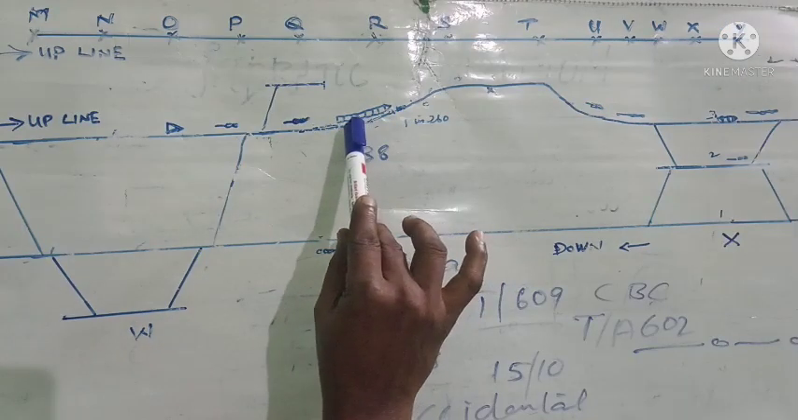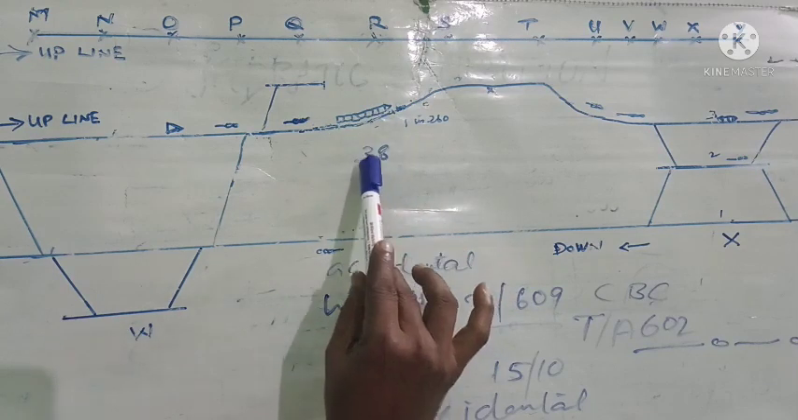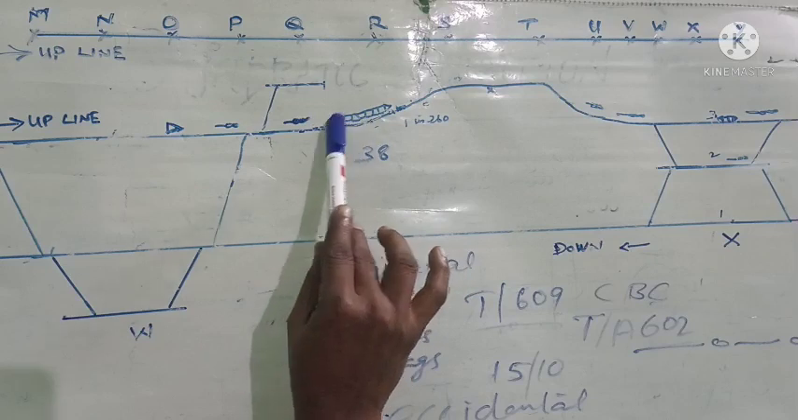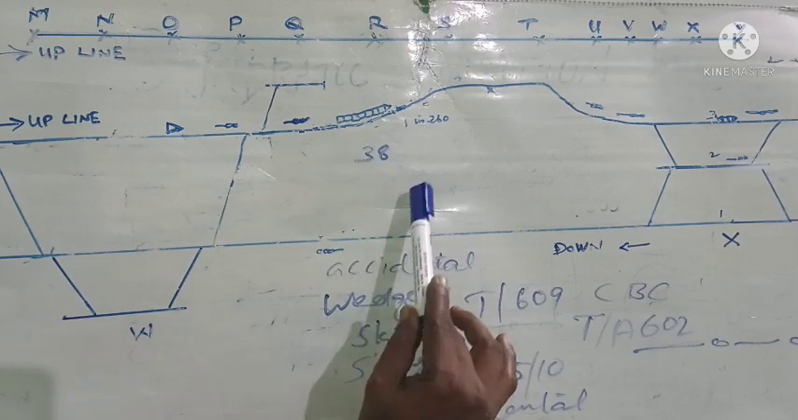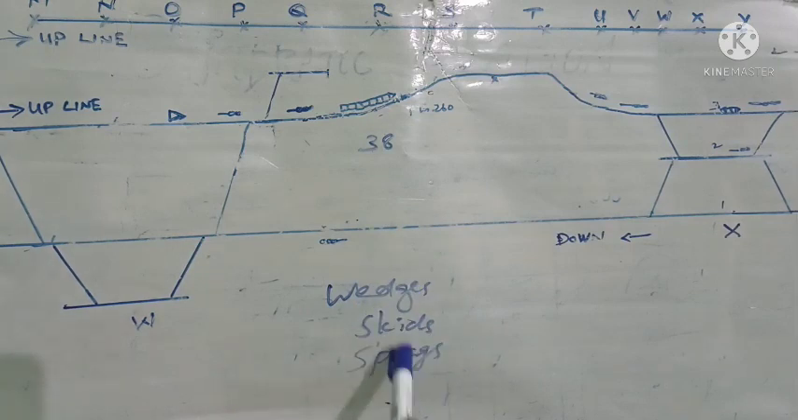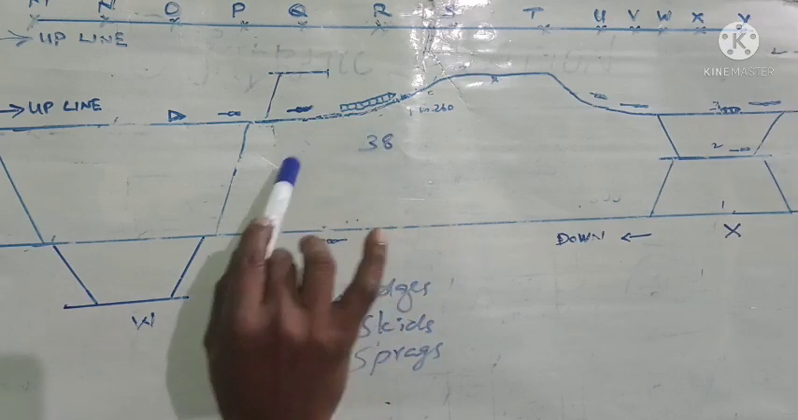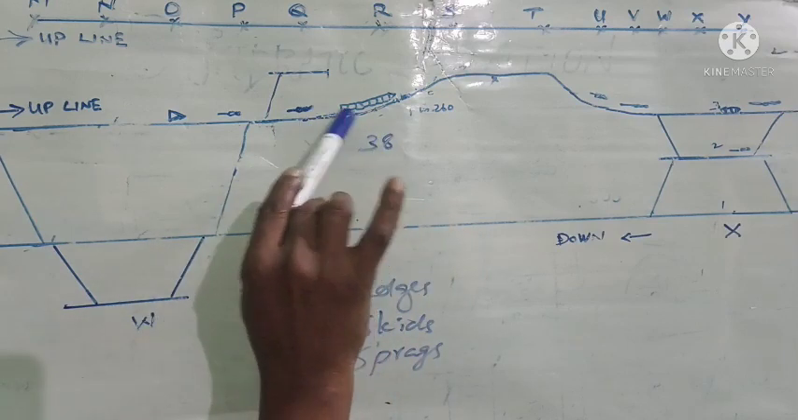If the gradient is 1 in 400 or flatter, then 12 wagons next to the brake van should be handbraked. Thereafter, the guard will place wedges, skids or sprags, whatever he is having in the brake van, at the wheels of the last two vehicles.